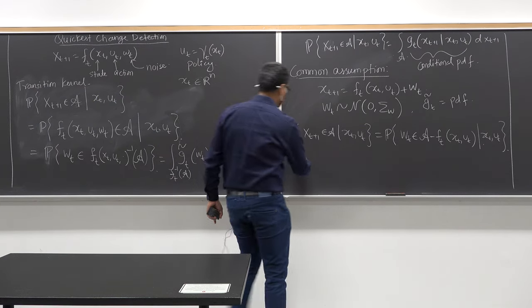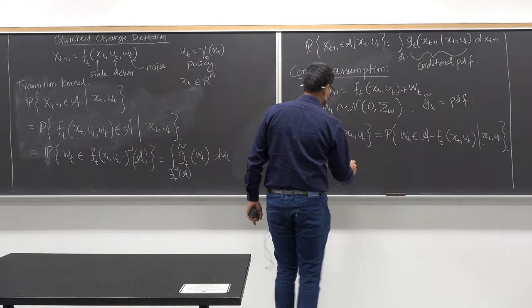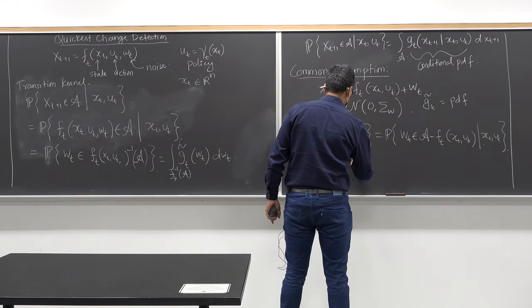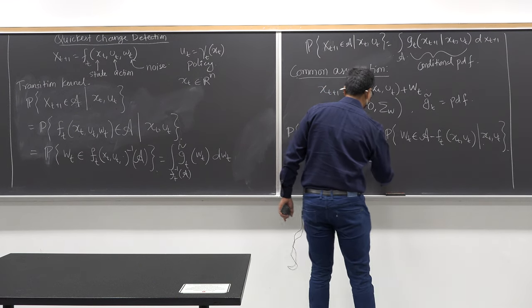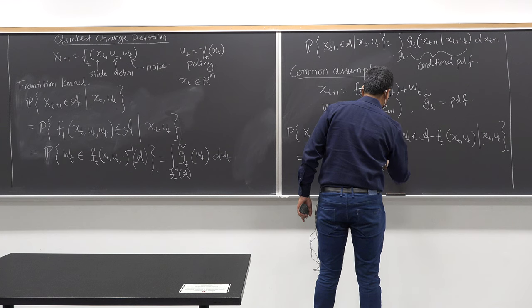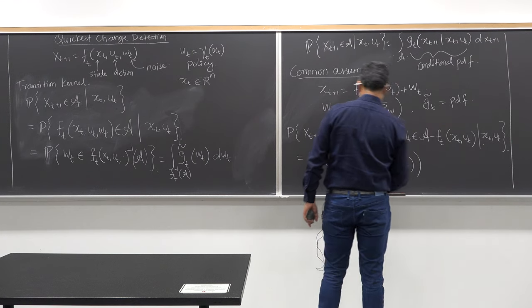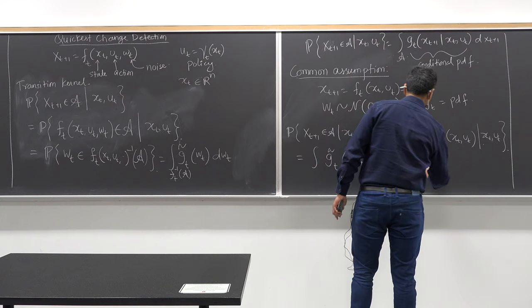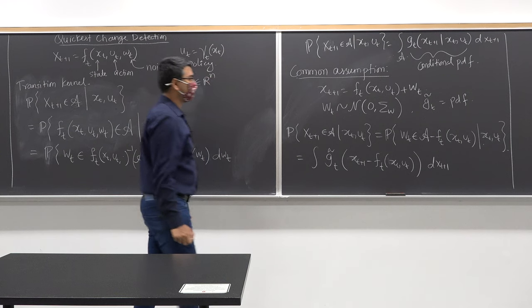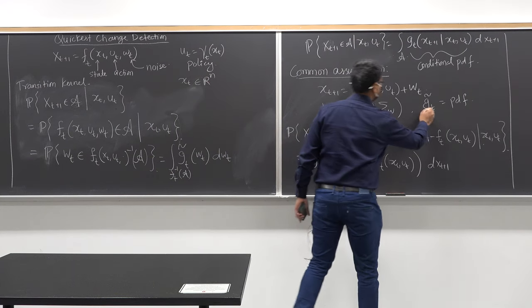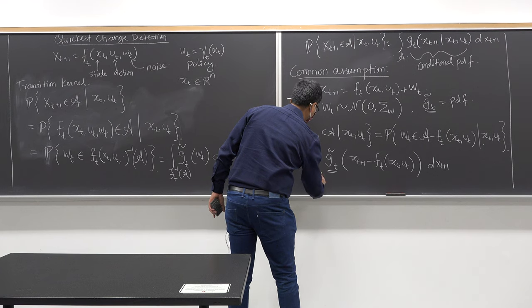So this would be the integral of G tilde T of XT plus 1 minus FT of XT, UT, dXT plus 1, where G tilde T is the PDF that was used here. And this is the integral over A.